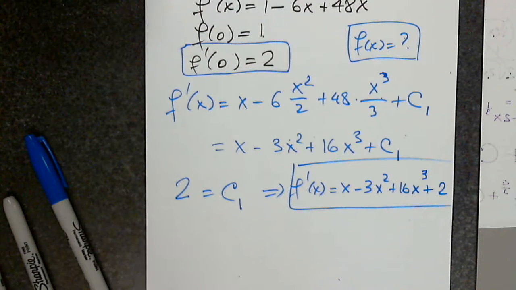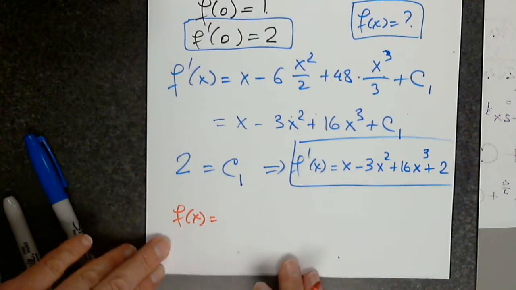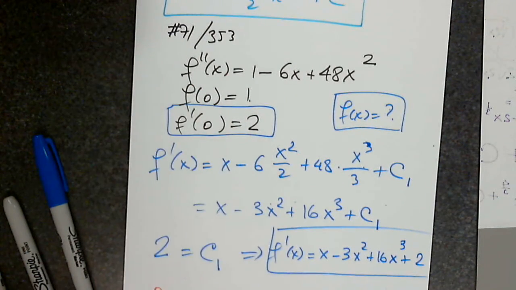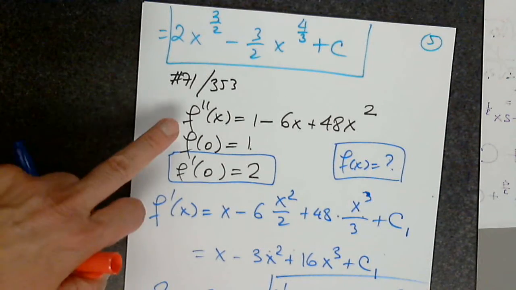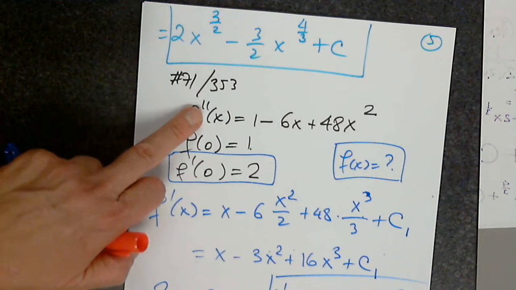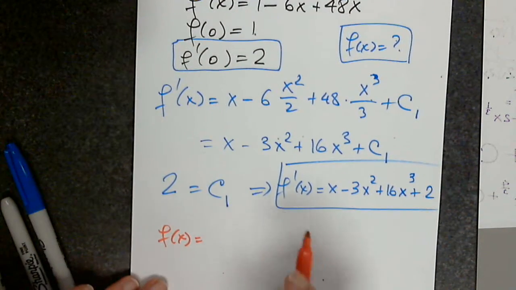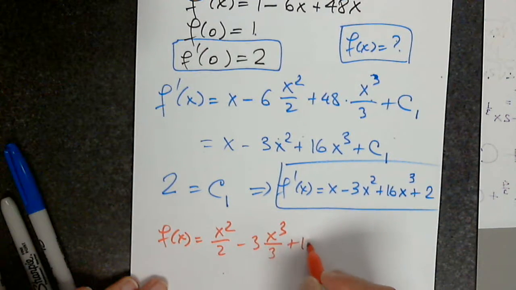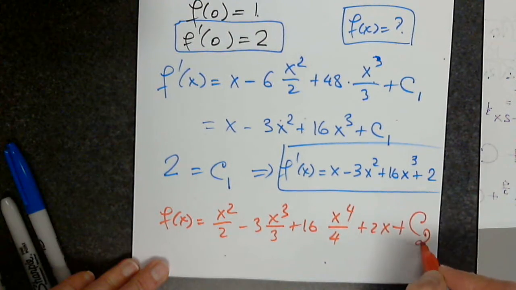So I finished with the first derivative. Now I'm ready to integrate to find the function. Do you have to write a capital F when you do that? No, because you are given the second derivative in this form. You are finding antiderivatives, but once you are given lowercase f double prime, you have to stick with f. You have no choice. Okay. So then this is x squared over 2 minus 3x cubed over 3 plus 16x to the 4 over 4 plus 2x plus c2.